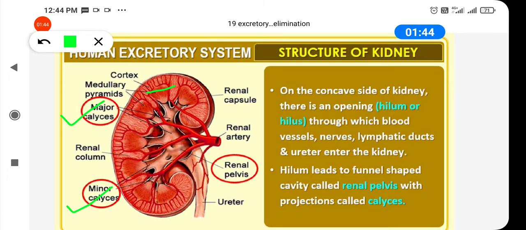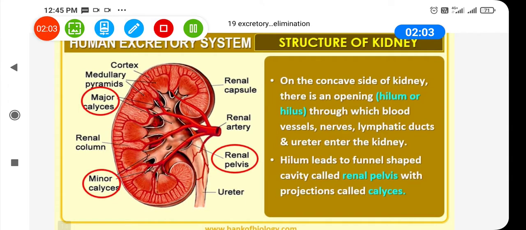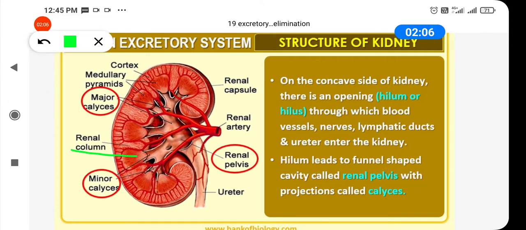Now you can see the cortex which spreads. This is the in-between part of the pyramids, and where it spreads, that part is called the renal columns, or columns of Bertini. So this is another name of the renal column. It is called the column of Bertini.